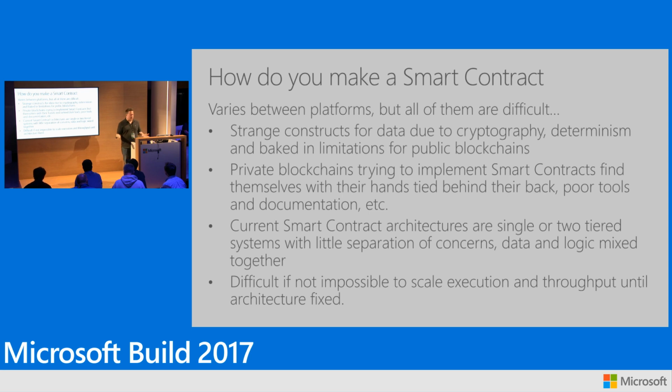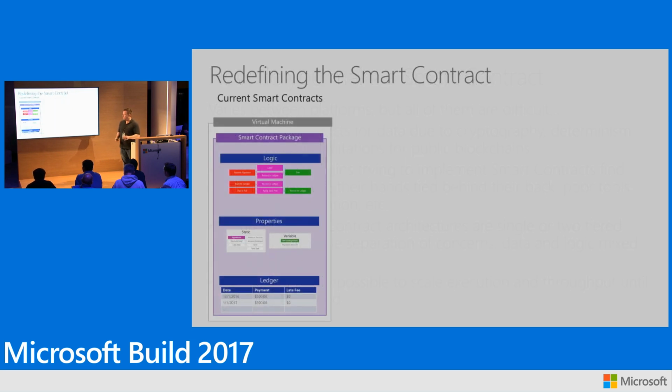Well, you can't do that with current smart contract platforms. Everything is commingled together, and your smart contract will only execute as fast as the slowest network node in your network, which is pretty pitiful. So what we're proposing is to take the current smart contract architecture. I'm going to explain this a little bit here.